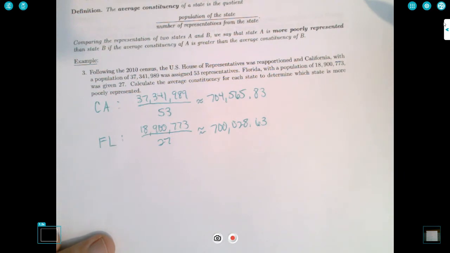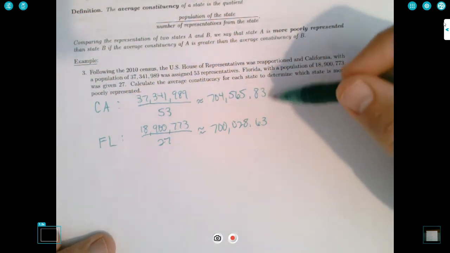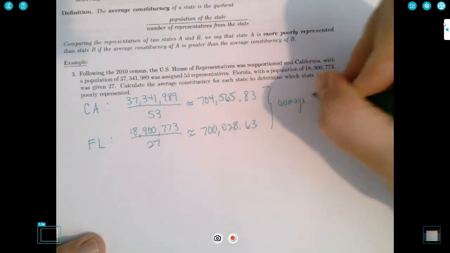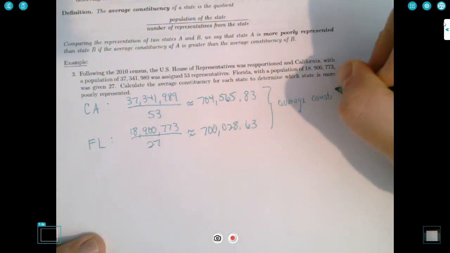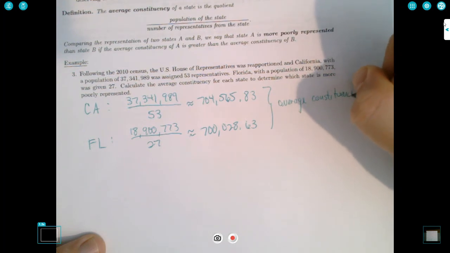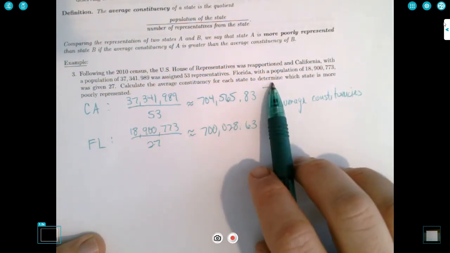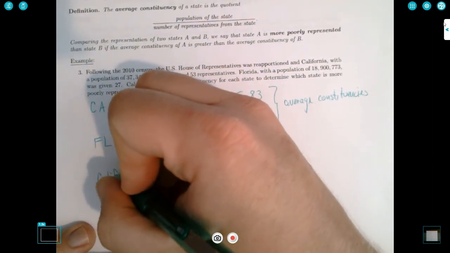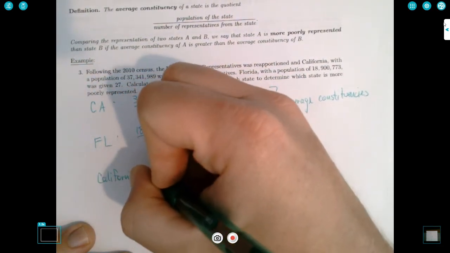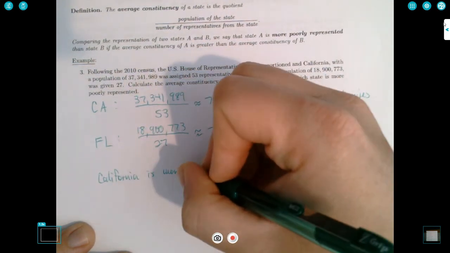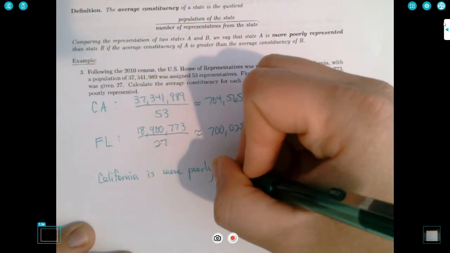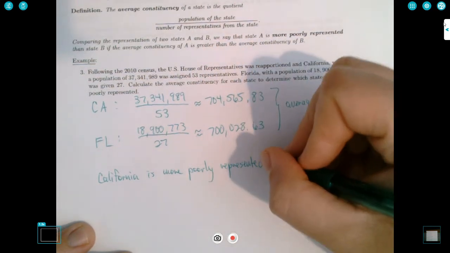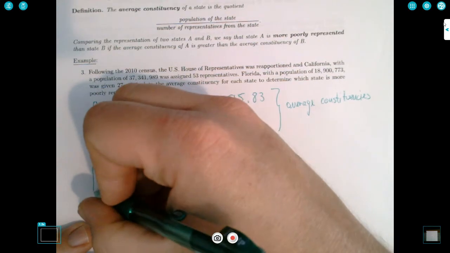So these are the average constituencies. And then as far as which state is more poorly represented, we would say California is more poorly represented.